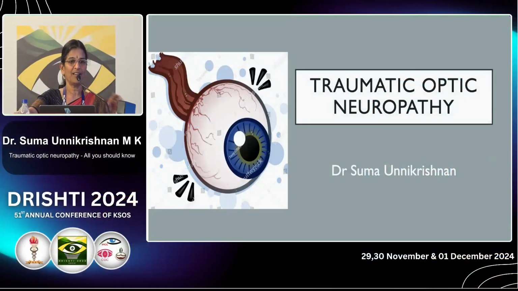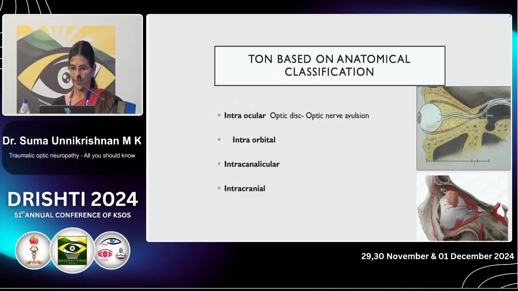Thank you, Dr. Rekha. Good afternoon. So, traumatic optic neuropathy is an ocular emergency because it has significant impact on the patient's vision. Moreover, although the mechanism is well known, the treatment strategies still remain controversial.